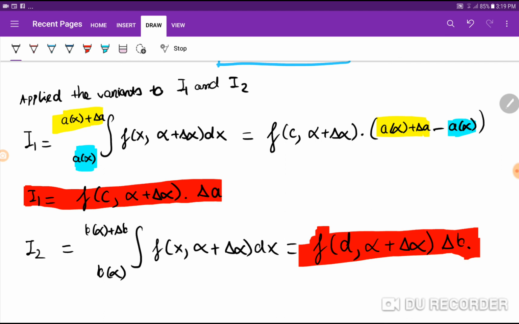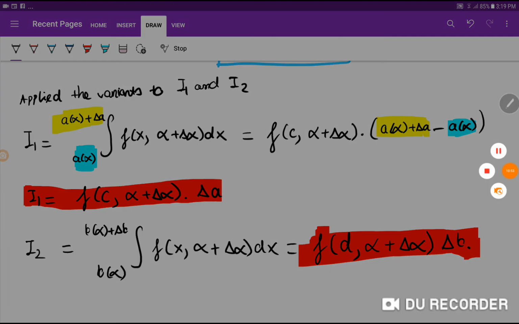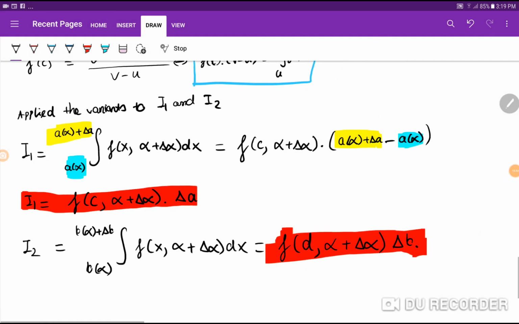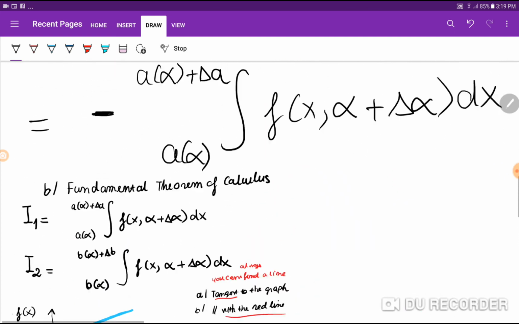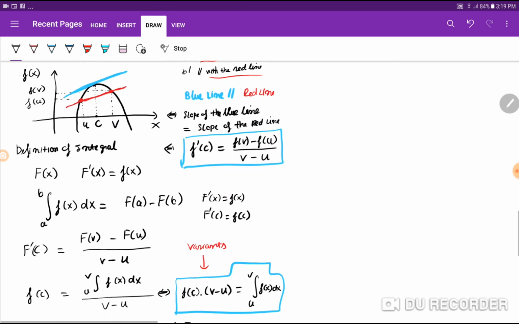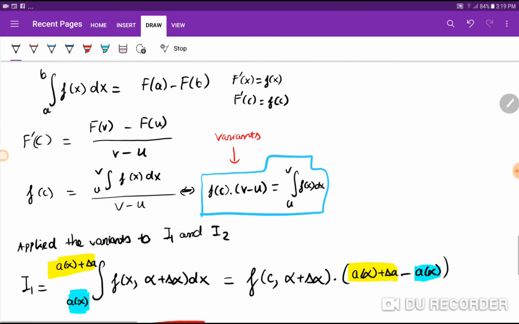Now, in the next part of the video, I'm going to apply the result into the limit, and we should arrive at a conclusion of what dI over d alpha is.